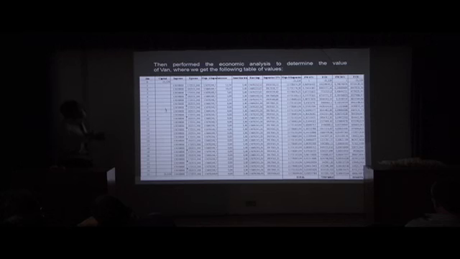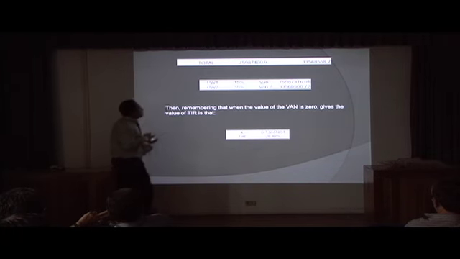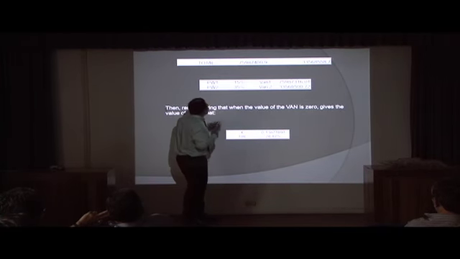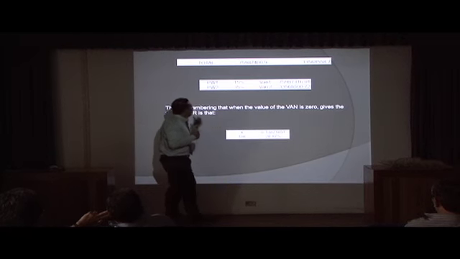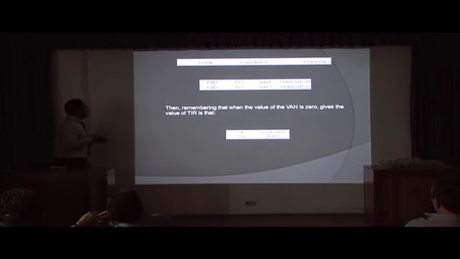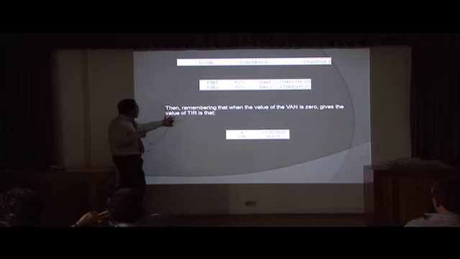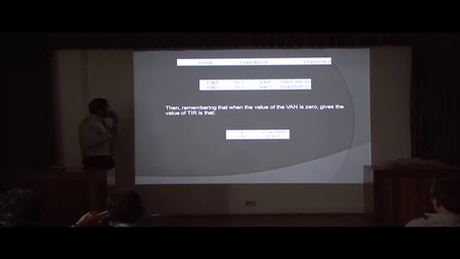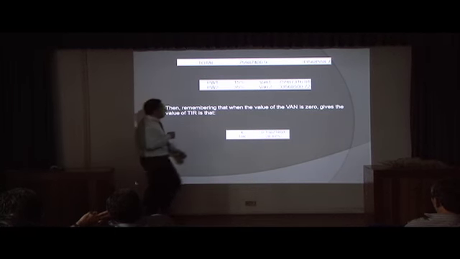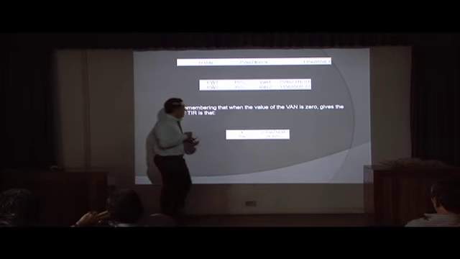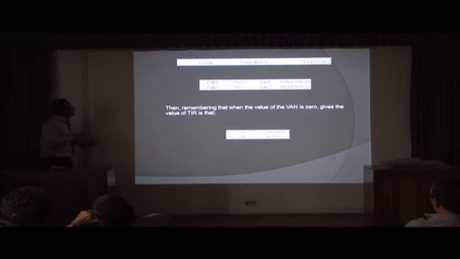Then we perform the economic analysis to determine the net present value, where we get the following table of values. In total this is for the 15% and the 35%. Remembering that when the net present value is 0, it gives the value of IRR, that is 28.18%.